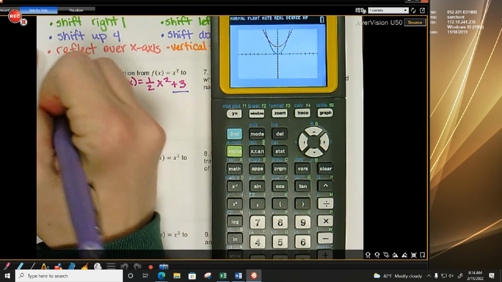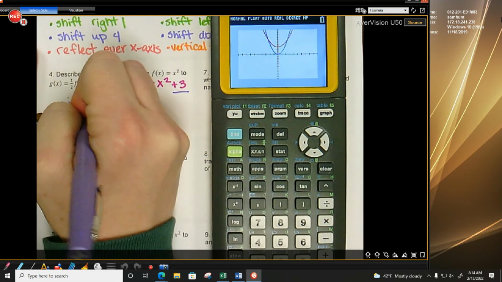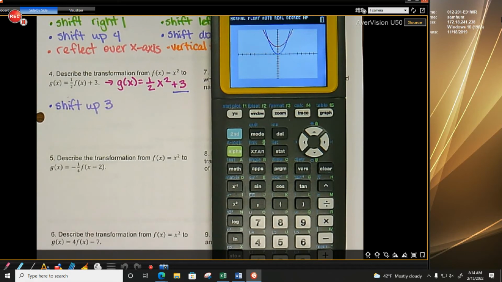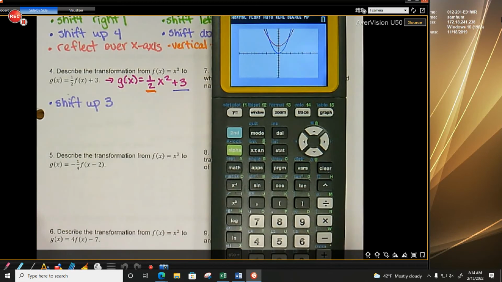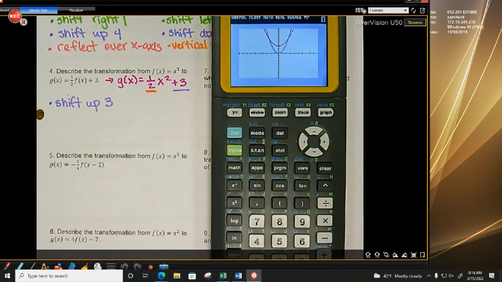What's another change I notice? The width changed, okay? Well, your A, is that bigger or smaller than 1? Smaller than 1. So if you have a small A, your graph gets wider, which is a vertical compression. So vertical compression.